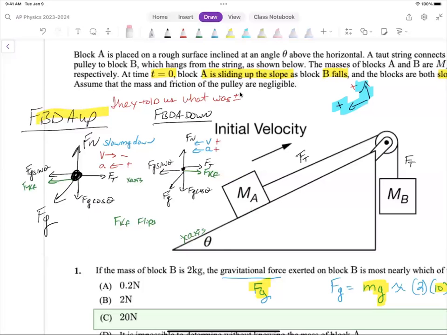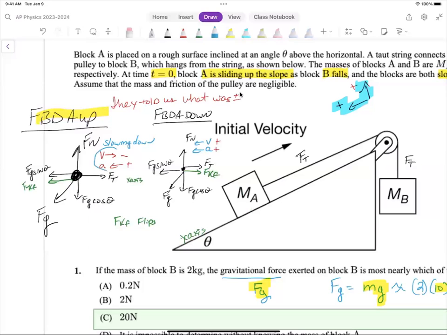So acceleration is impacted by that flip of the force of kinetic friction. In one case, the force of kinetic friction works with the force of gravity sine theta, which is the component of gravity parallel to the incline. And in the other case, the force of gravity sine theta works against the force of kinetic friction. Now let's look at what they told me.